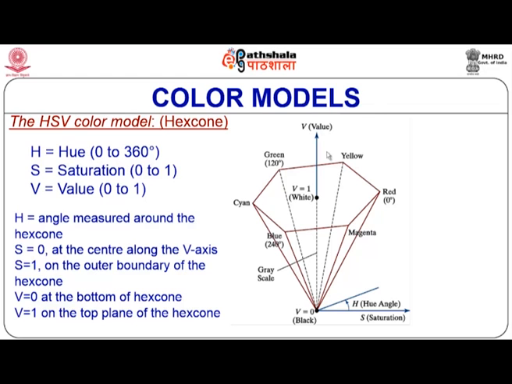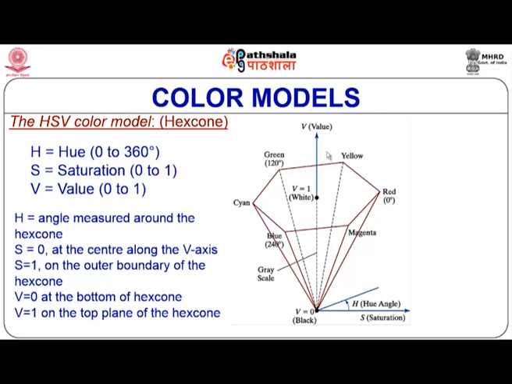Now, how do we represent a color in this hexcone? We call it HSV. So, a color is given with 3 values, the H value, the S value and the V value, and the color gamut for the HSV color model is all the colors that lie within this hexcone volume.